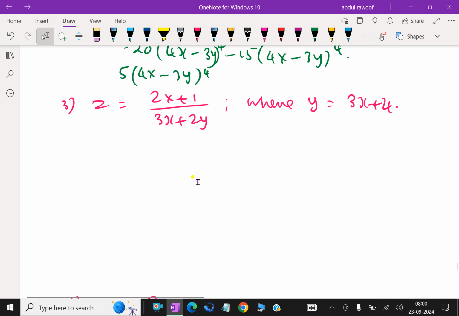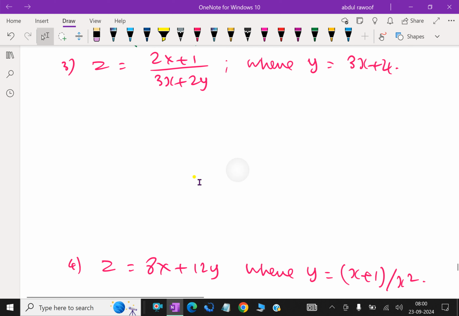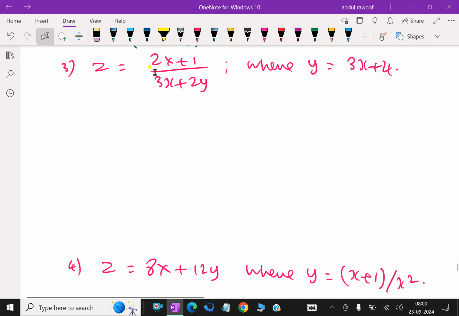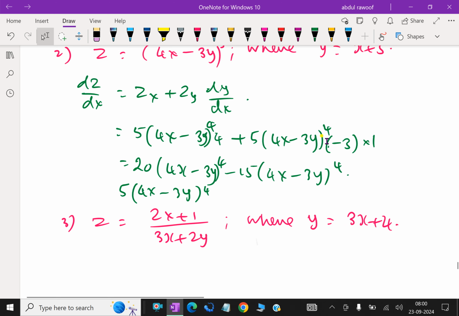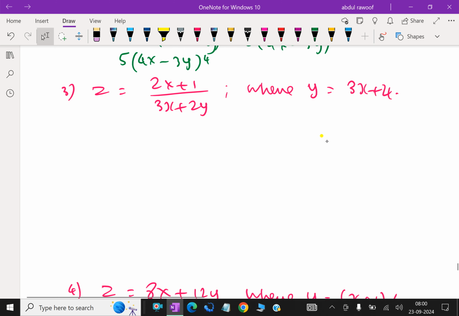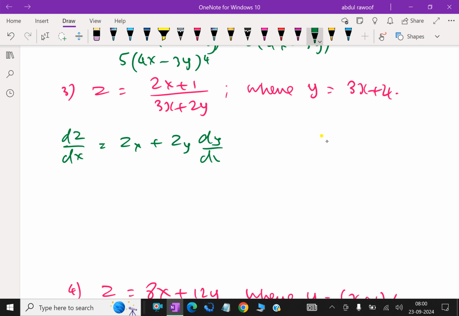Next, look at here, this is a quotient function, z equal 2x plus 1 over 3x plus 2y, where we equal here dz by dx equal zx plus zy dy by dx.